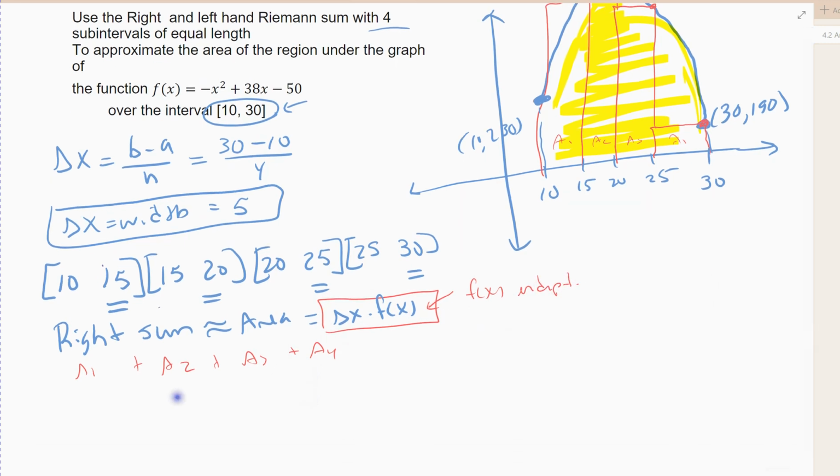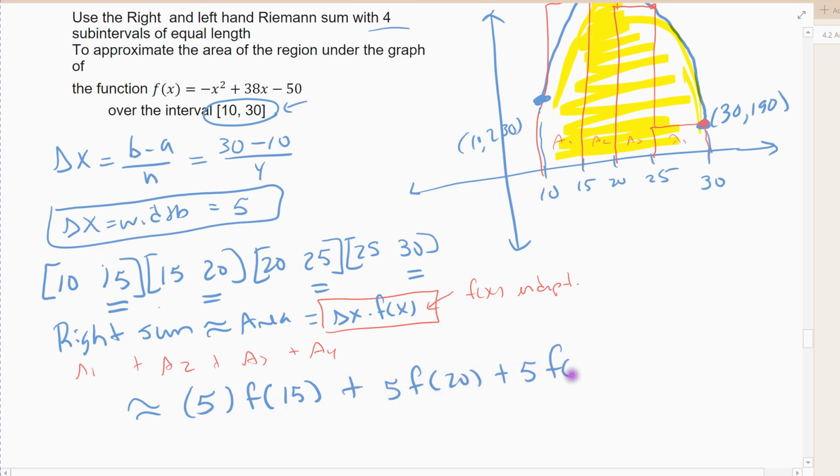So for this particular right-hand sum, my area is 5, that's the delta x, times f of 15, since my first one is at 15. Then 5 times f of 20, 5 times f of 25, and 5 times f of 30. So there is my area 1, area 2, area 3, area 4. And now I find them.